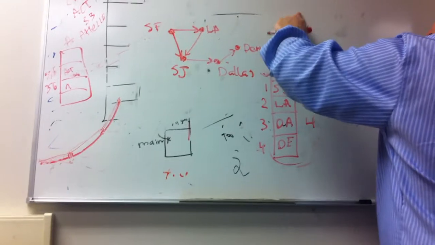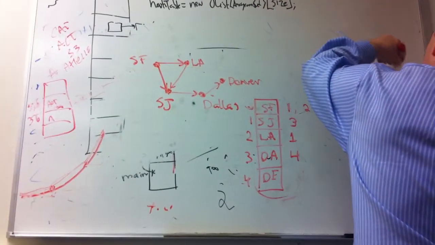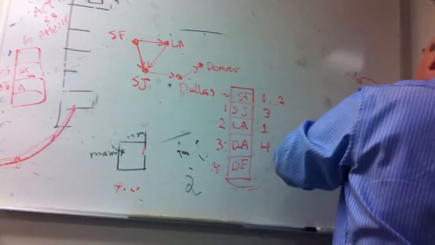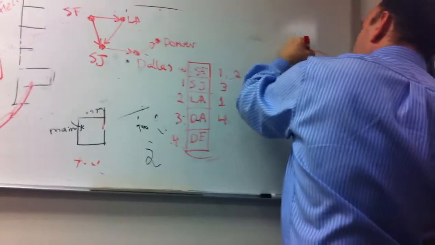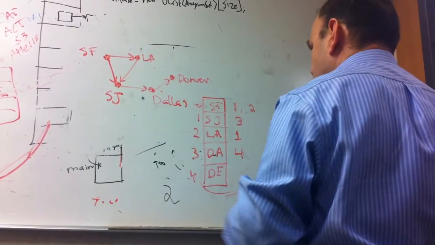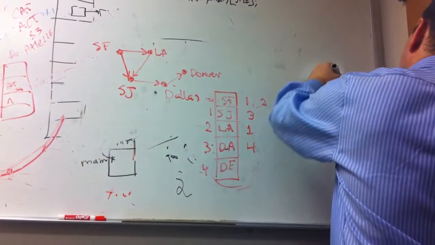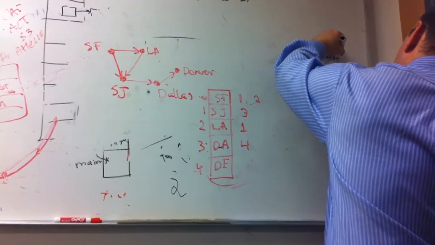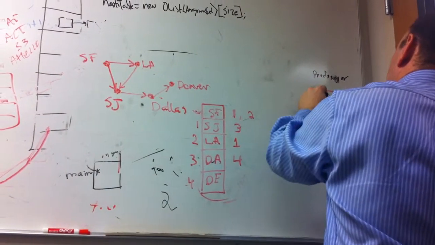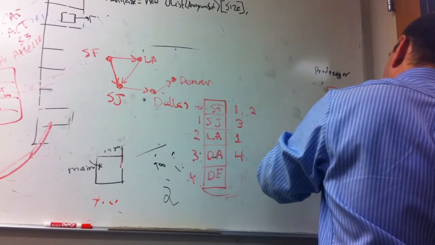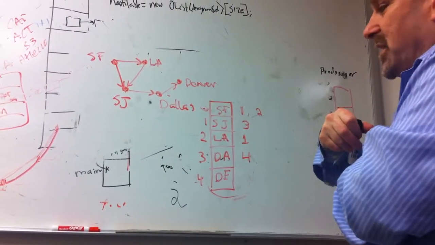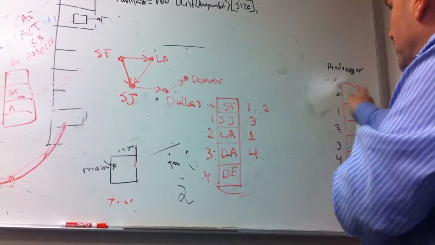So here's what we do. We have this queue. We're going to have another array over here somewhere. So these are also cities. This is going to be called predecessor. This is essentially Dijkstra's algorithm, except the way we showed Dijkstra's, we didn't keep track of the path. So that's what this is going to do.